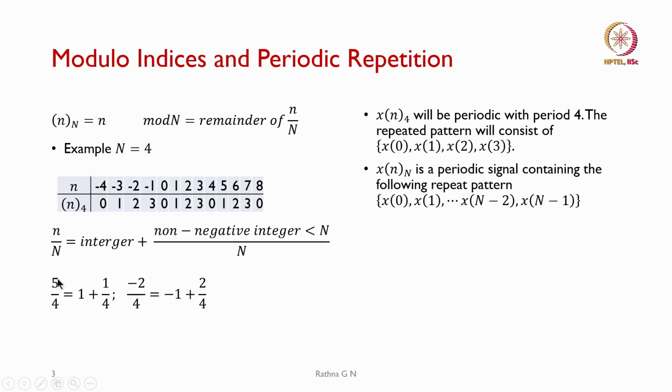As an example, because we have taken capital N equal to 4, suppose we take the fifth sample. Then what is going to happen? This is 5 by 4, which is nothing but 1 plus 1 by 4. So, this is the integer plus non-negative integer that we are taking. Here if it is minus 2 by 4, then the integer is going to be minus 1 plus 2 by 4. This should be a non-negative integer, which we have to assume. So, this is how we will be taking the modulo indices, and then after that it is going to repeat.